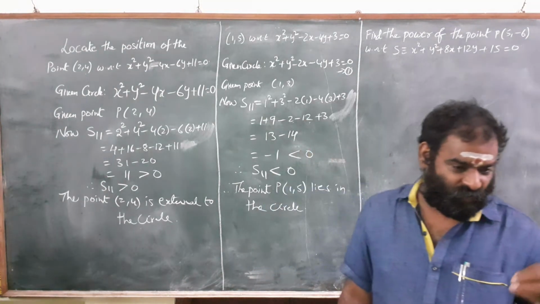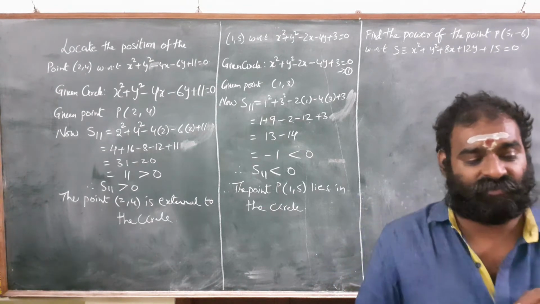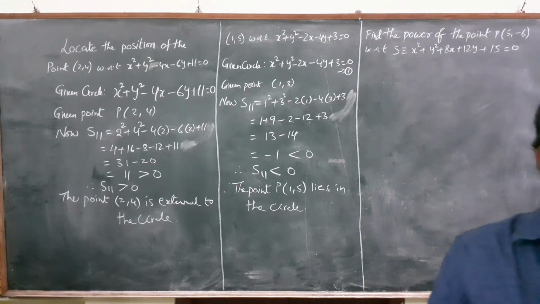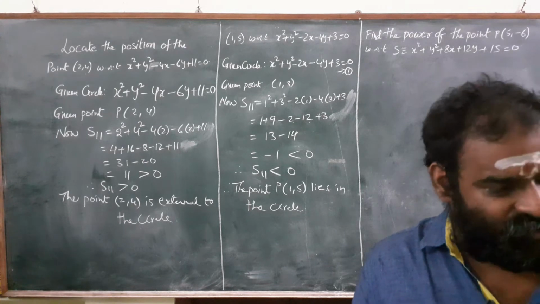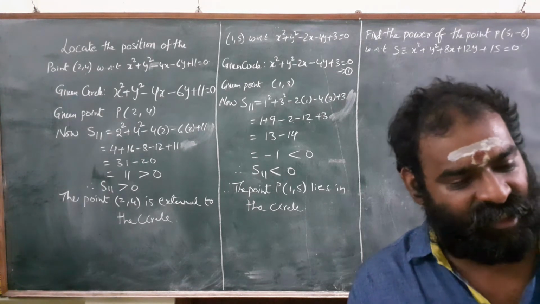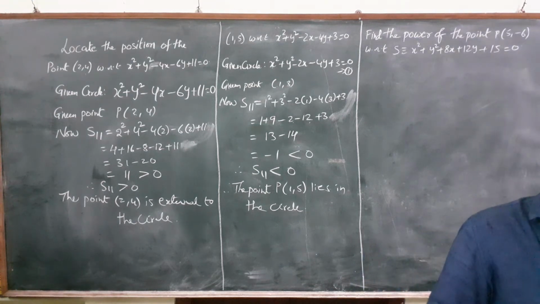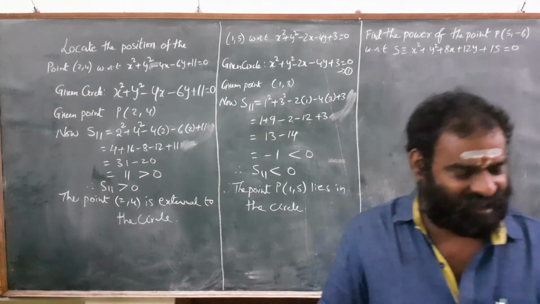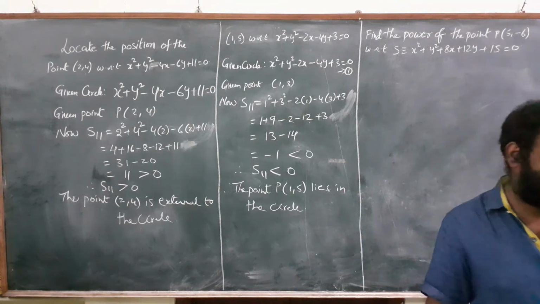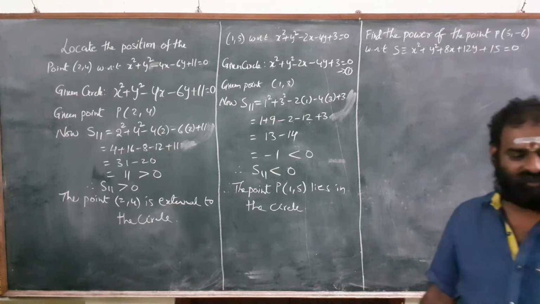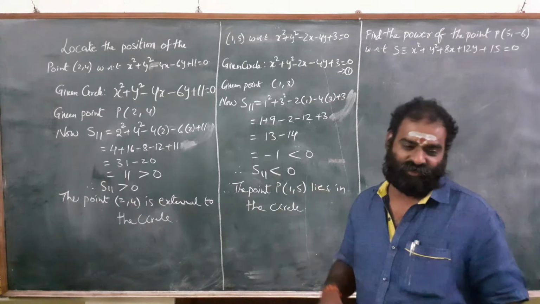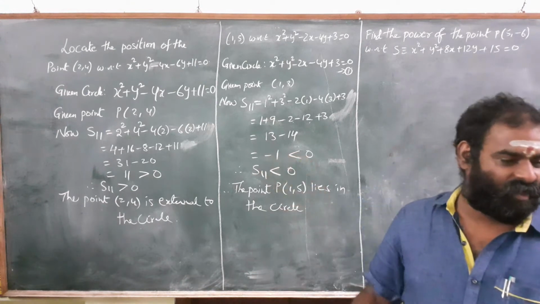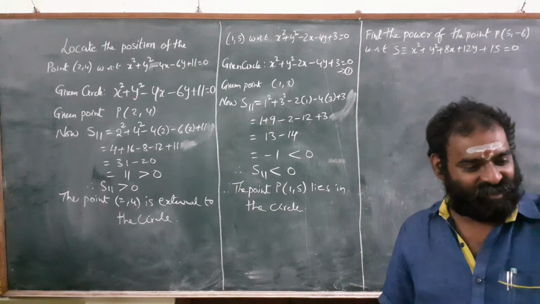If you are going to find the position of a point with respect to a circle, then what you do? You have to simply find out S11. So after calculating S11, if you get S11 greater than 0, then the point lies outside the circle. And if S11 is less than 0, the point lies inside the circle. And if S11 is equal to 0, then the point lies on the circle.